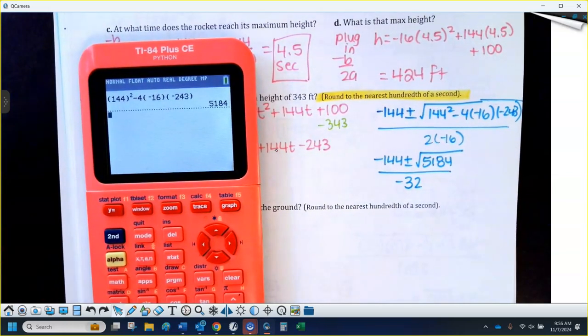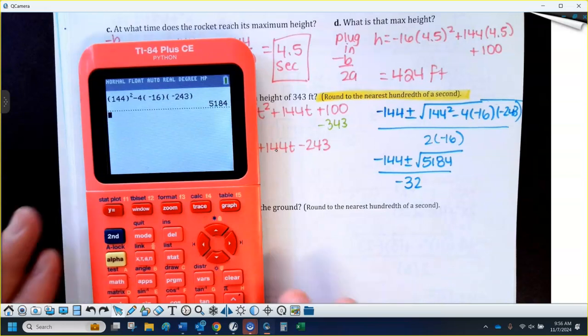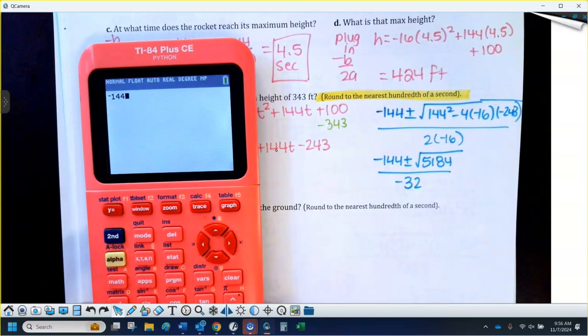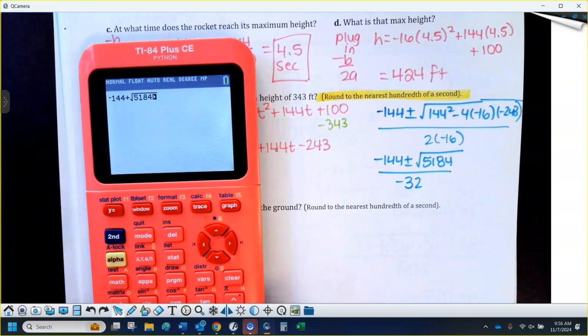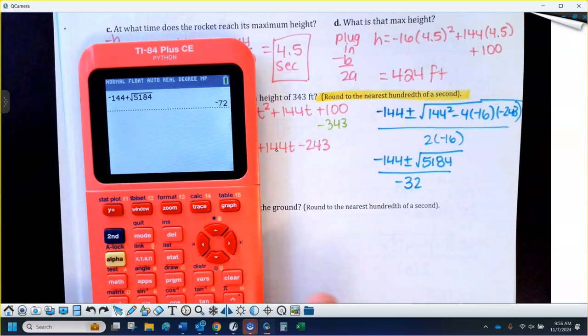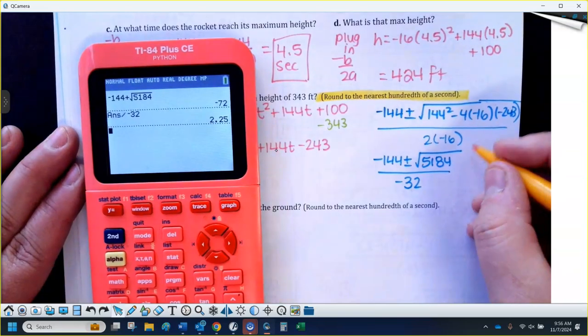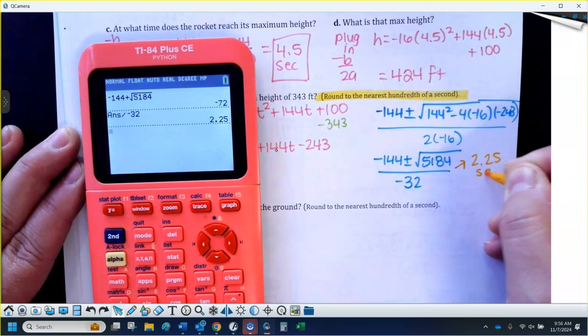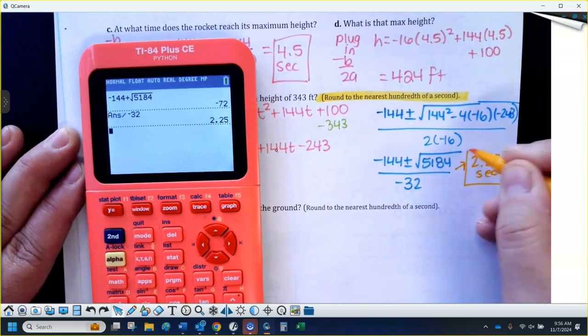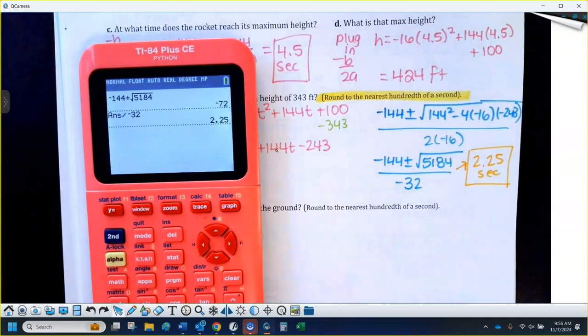To get my actual answers here, I'm just going to type this in the calculator. So I'm going to do negative 144 plus square root 5184. I'll just go ahead and hit equals. To me that implies that 5184 must be a perfect square because I got a nice number there. And then I'm going to divide that by negative 32. So if I did the plus, I got 2.25. That would be the time. So 2.25 seconds. And we know we're going to hit that on the way back down too.